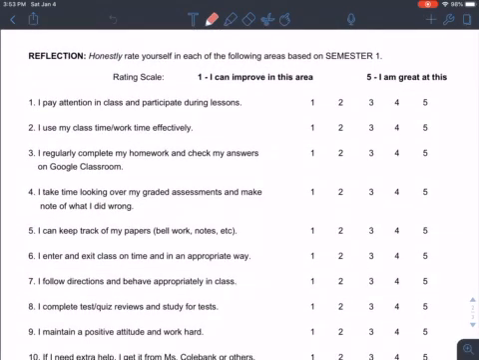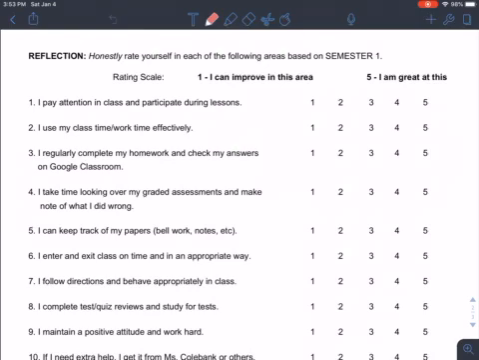So first, I pay attention in class and participate during lessons. Do not give yourself a 5 unless you do that perfectly, all class, every single day. 2, I use my class time and work time effectively. 3, I regularly complete my homework and check my answers on Google Classroom. Are you not only doing your homework, but you are checking with any key that I may have provided? You're not just rushing through it.